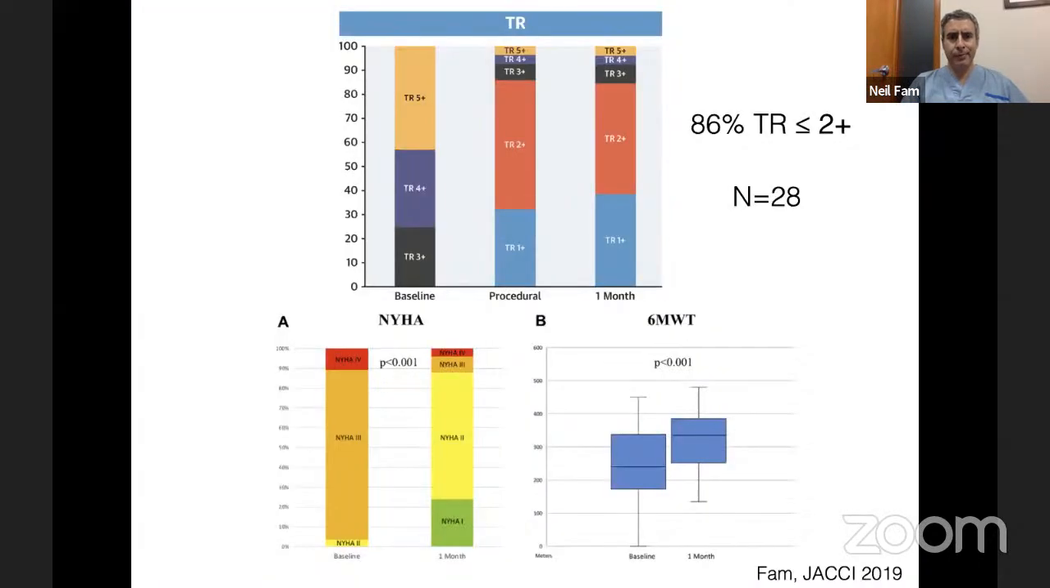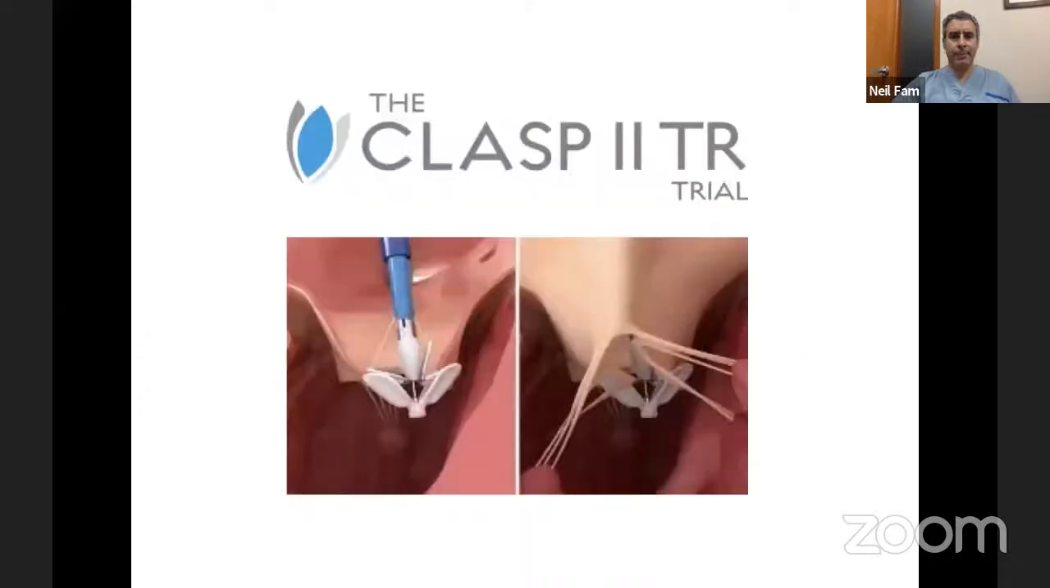subsequently. So we published the initial compassionate use experience a couple of years ago, and the initial results look quite favorable with respect to TR reduction, symptom response, and functional capacity. So the Pascal device is also in a pivotal randomized trial against medical therapy called the CLASP II TR trial, and there are a number of sites enrolling in the study.